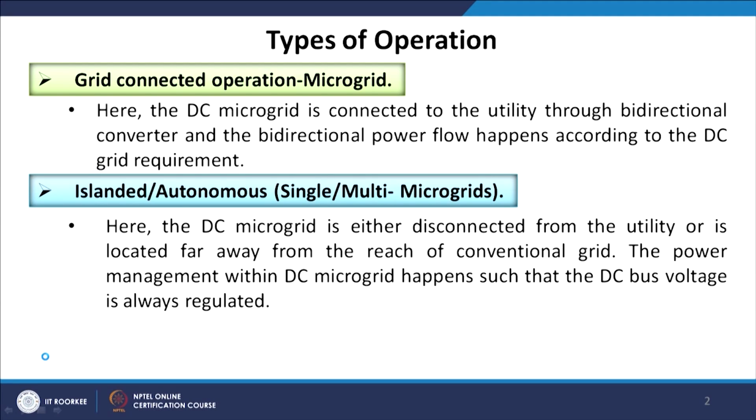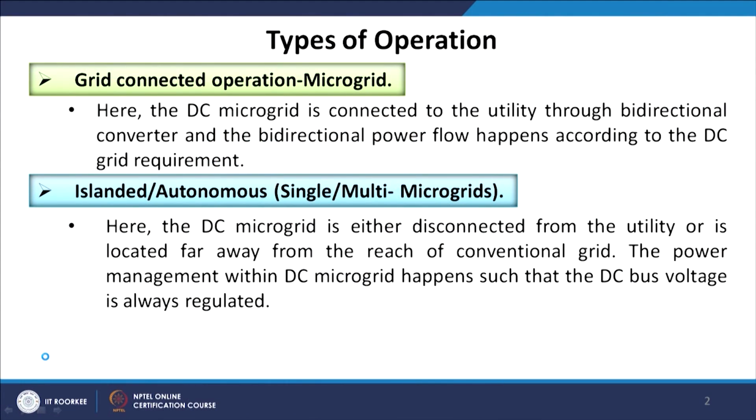Now, in case of islanded mode or autonomous mode, for both single as well as multiple DC microgrid, it is either disconnected from the utility or is located far away from the reach of a conventional grid. Means the grid which has been connected to my AC grid, but disconnected due to some issues, technical challenges, or we do not have grid, AC grid has never reached to a particular location and there are few communities that need to be electrified. So, we need to go for islanded mode of operation or autonomous mode of operation.